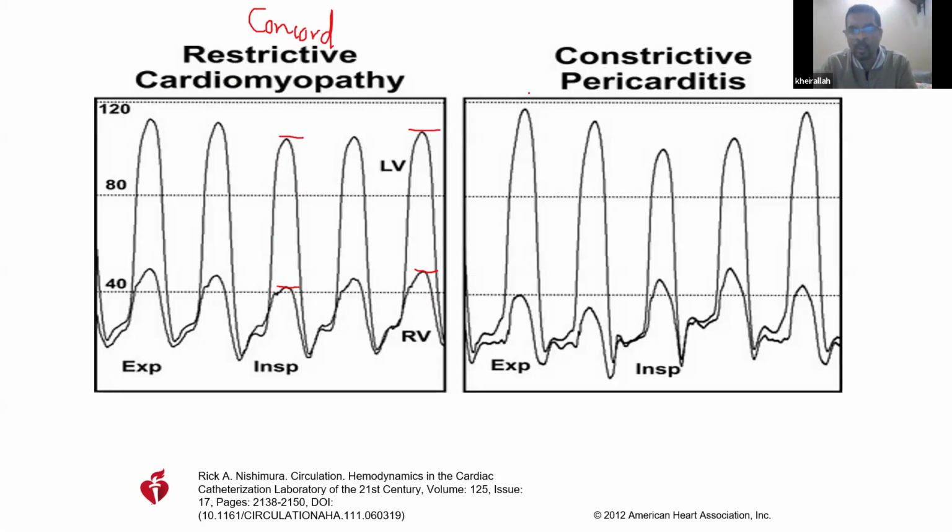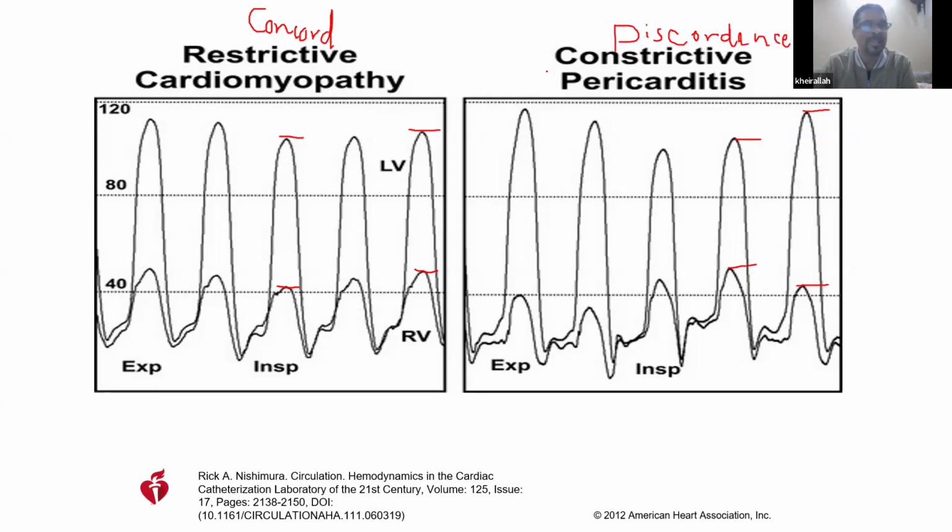Now look here, what do we have in here? When the LV pressure goes high, the RV pressure goes low. When the LV pressure goes low, the RV pressure goes high. So what do I have here? I have LV RV pressure discordance. So this discordance is the hallmark of constrictive pericarditis.